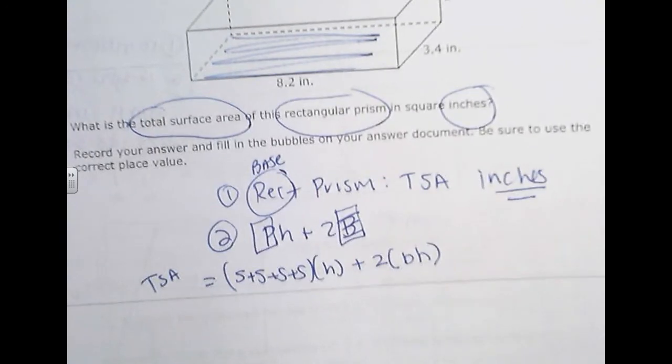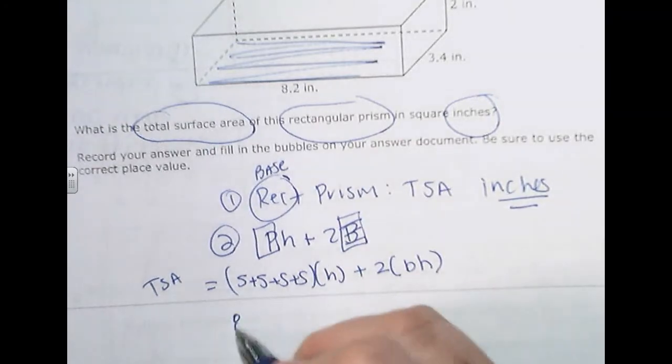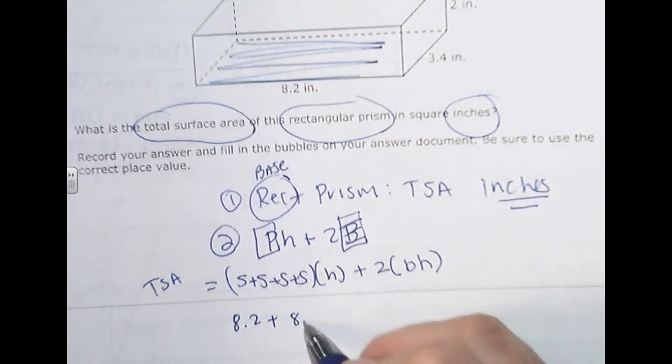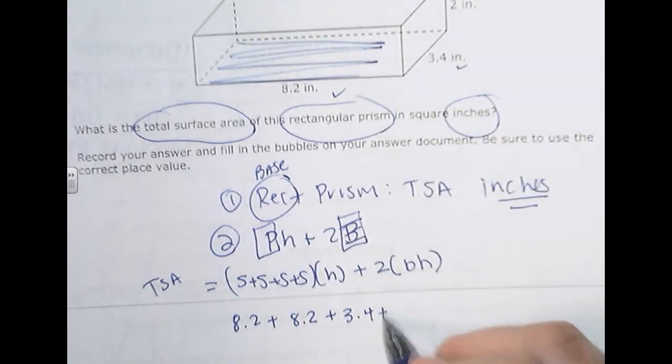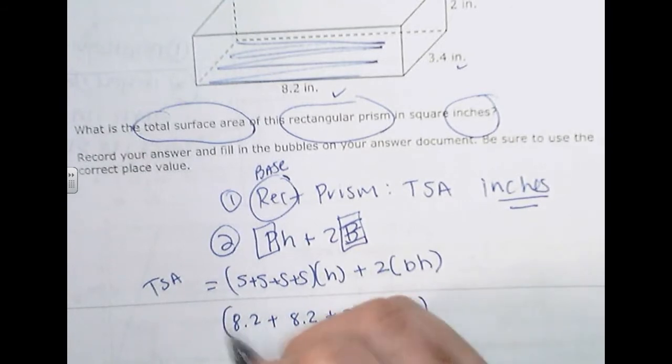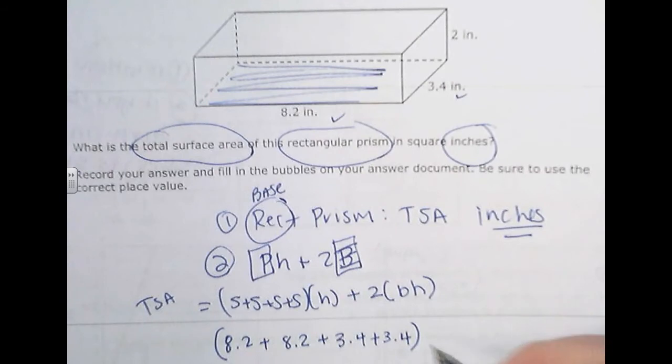If you notice I shaded it on the picture, I see an 8.2 in the front. Wouldn't 8.2 be in the back? So 8.2 plus 8.2 plus, I got this one, I need this one. So 3.4 plus 3.4. And all of that needs to be multiplied by the 3D height. And how tall is this thing? 2 inches. Plus, I'm going to start down here again.